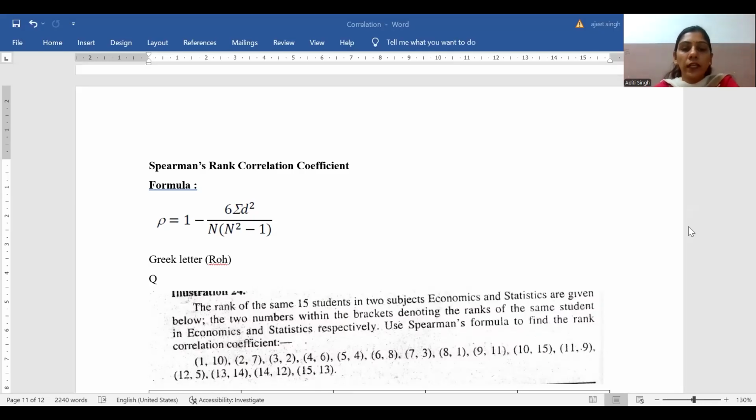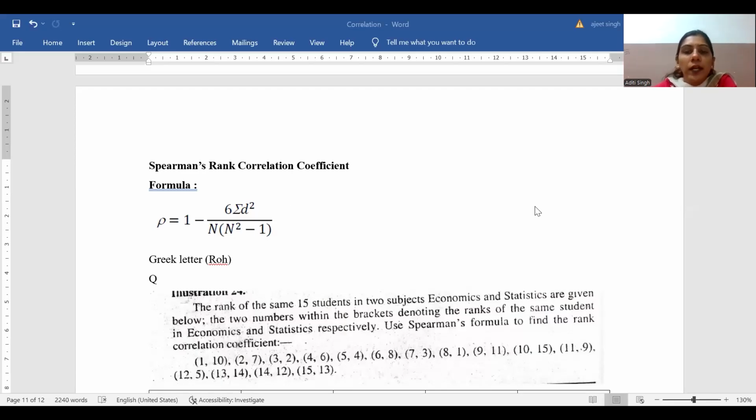After understanding the method of correlation, Karl Pearson's coefficient of correlation, let's do the next method of calculating correlation. So the next method is Spearman rank correlation coefficient. Okay, so this is the next method of calculating correlation.